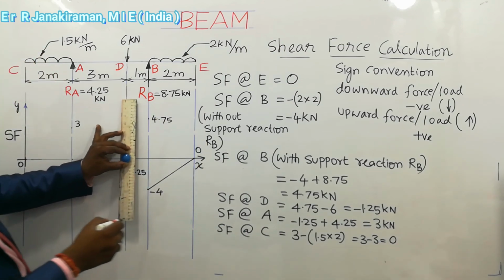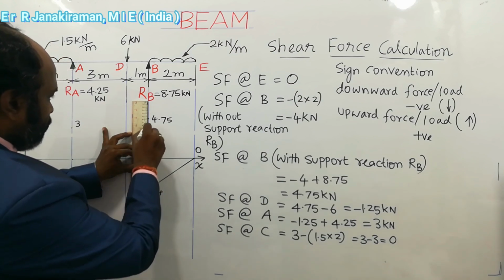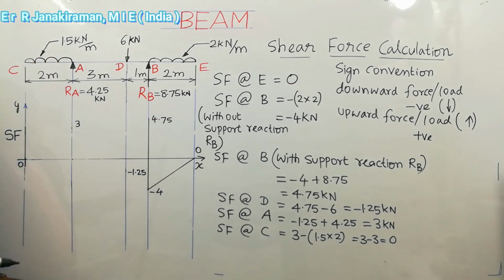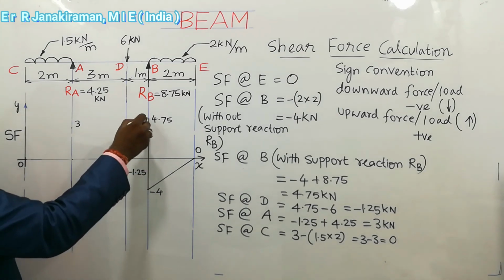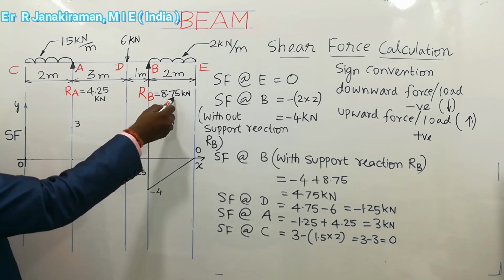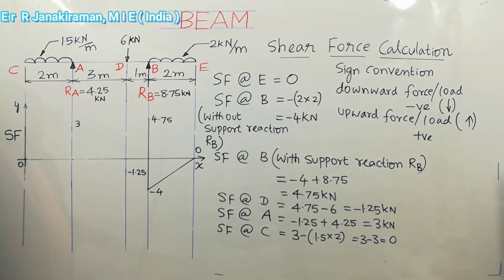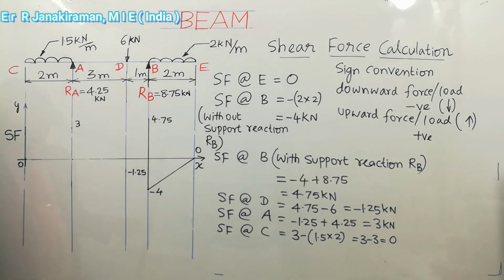Next, here we drew a vertical line connecting minus 4 and 4.75. Understand? So this difference, one is 4 and here 4.75. Add the two and you get 8.75. That is the reaction at point B. That you can understand based on this diagram.